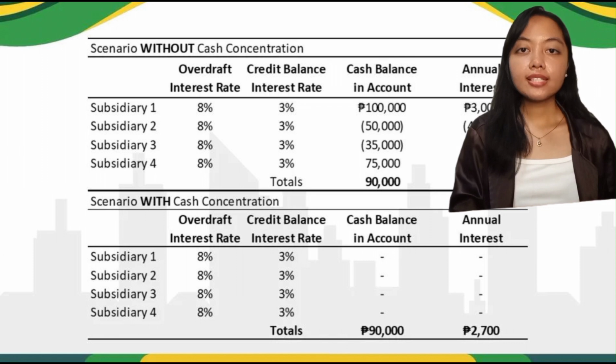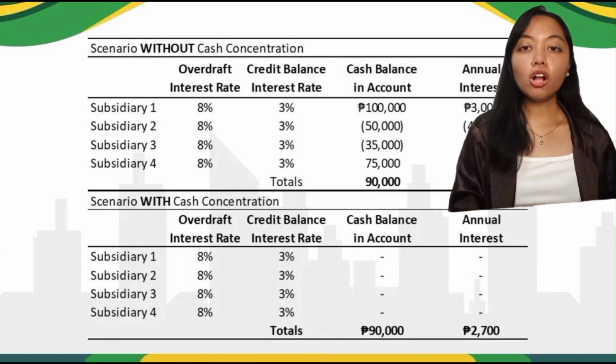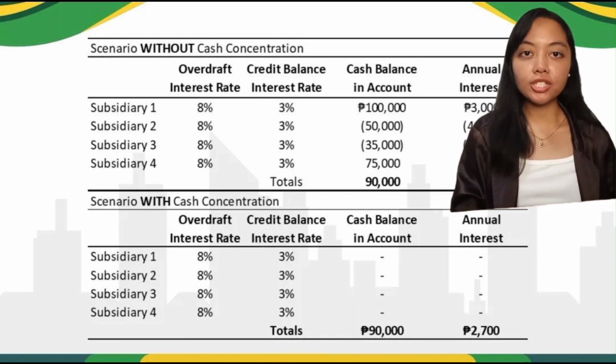In the second case, ABC Company shifts all of its funds into a cash concentration account. Thus, the cash balance in the account amounted to 90,000, avoiding the 8% overdraft charge. Instead, it gained a 3% interest rate and reaped an annual interest amounting to 2,700. Hence, it proves that cash concentration is cost-effective and beneficial to large companies.